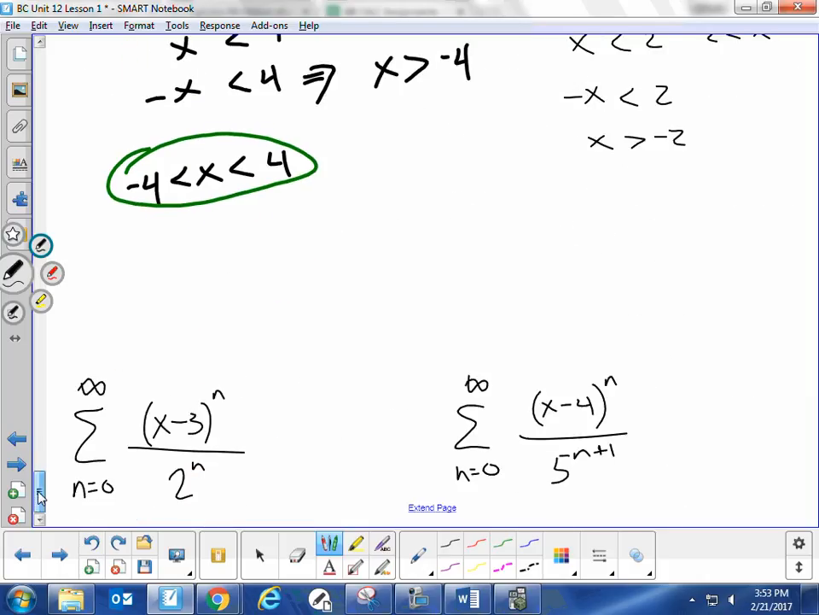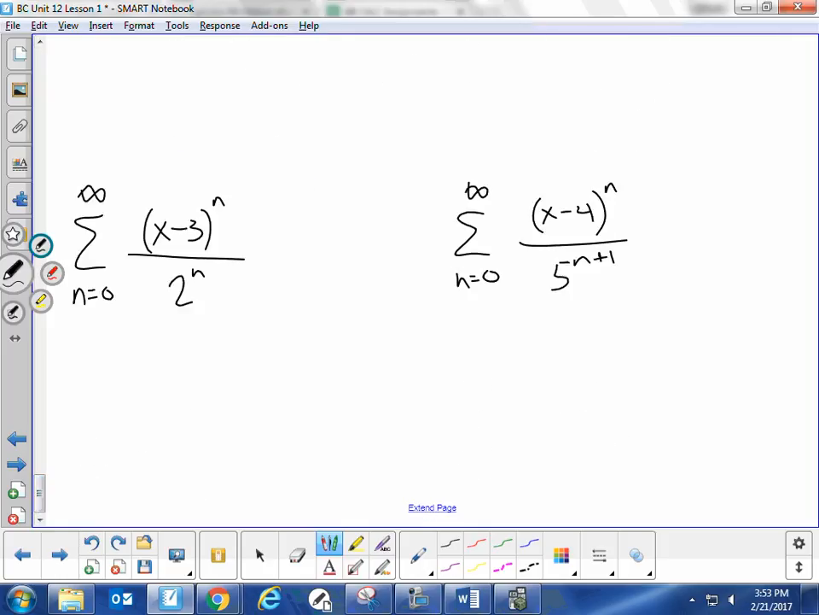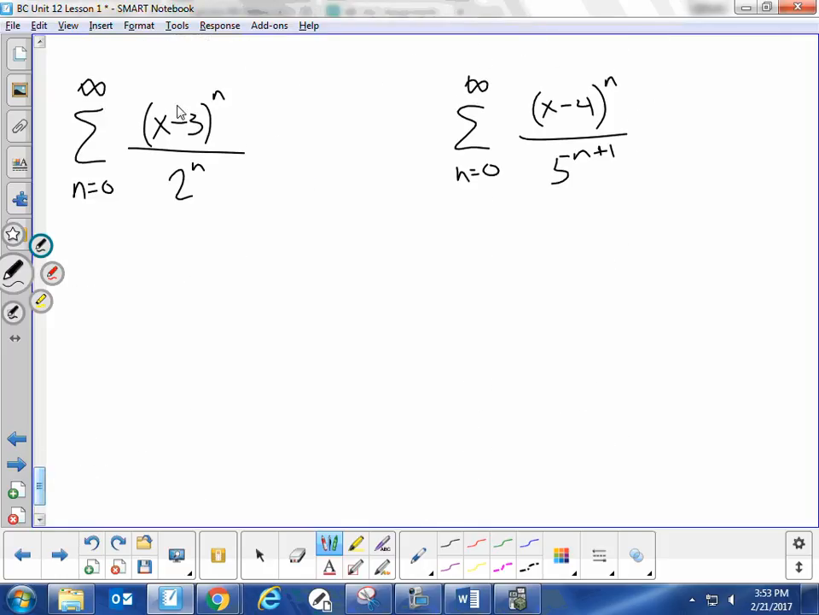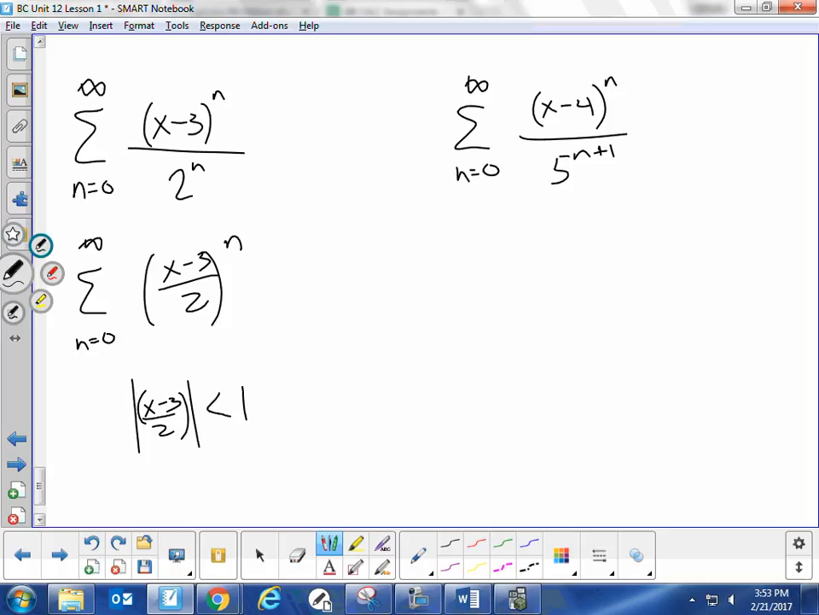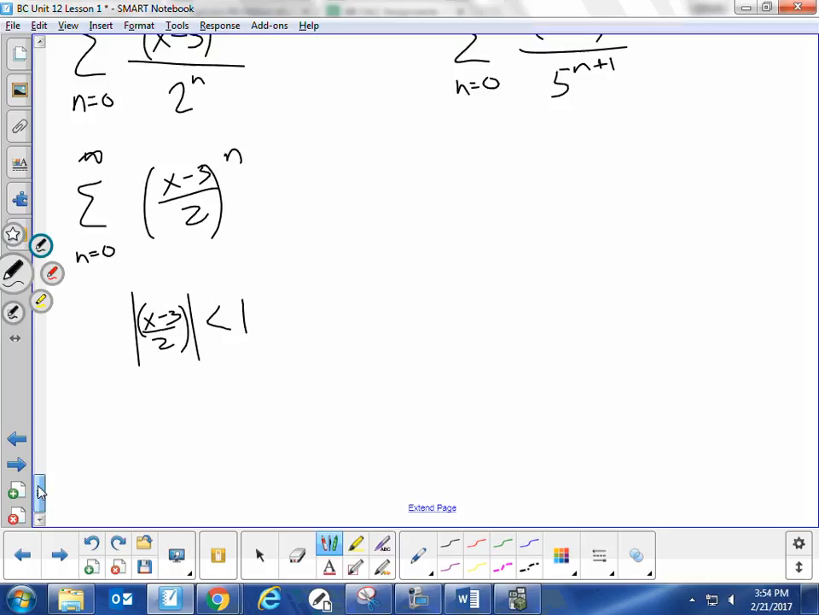Some more difficult ones, these last couple. Here we have this series. It does not appear to be a geometric series, but I can rewrite it to be x minus 3 over 2 to the n, a property of exponents we can use. And in this situation, we'd have x minus 3 over 2, absolute value, would have to be less than 1. Multiply everything by 2. Get x minus 3, absolute value, has to be less than 2.